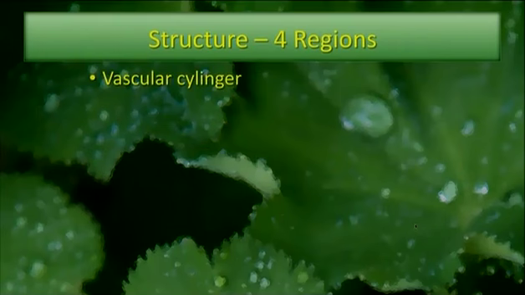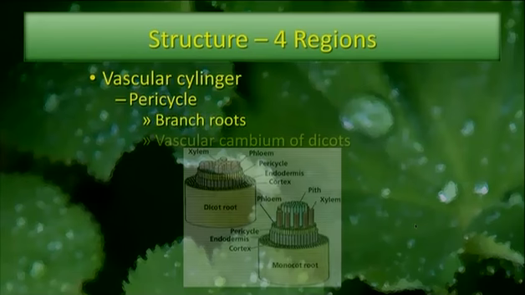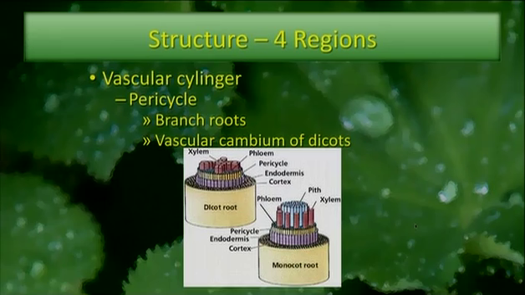Now you have the vascular cylinder. Generally here we have the pericycle. The pericycle is the layer of cells just inside the endodermis, and it is responsible for the growth of branch roots and also the vascular cambium of dicots.